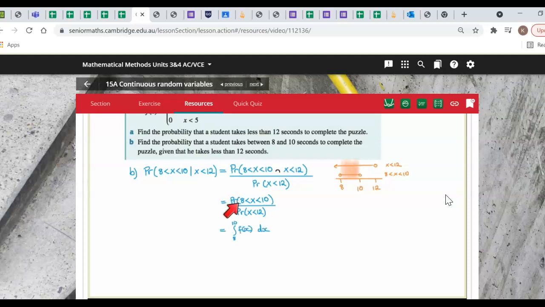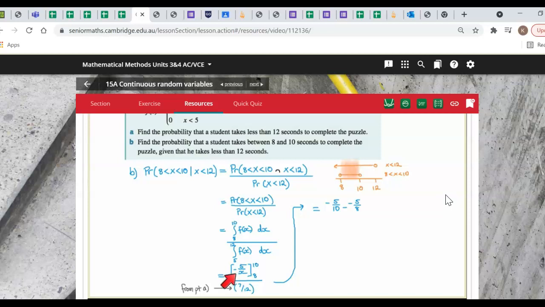So to evaluate the probability that x is between 8 and 10, we need to integrate f of x between the terminals 8 and 10. And that's going to be all divided by the probability that x is less than 12, which we worked out in part A is really the integral between 5 and 12, because all students take at least 5 seconds. So on the numerator there, we end up with the integral of f of x, which we worked out in part A to be negative 5 on x between the terminals 8 and 10, divided by 7 over 12, which we worked out in part A.